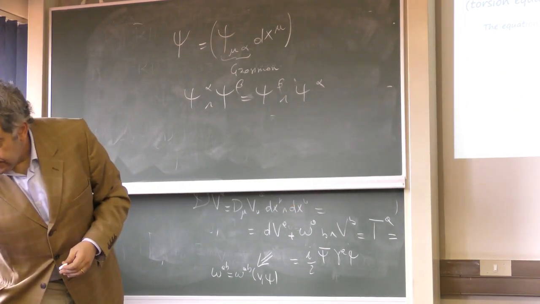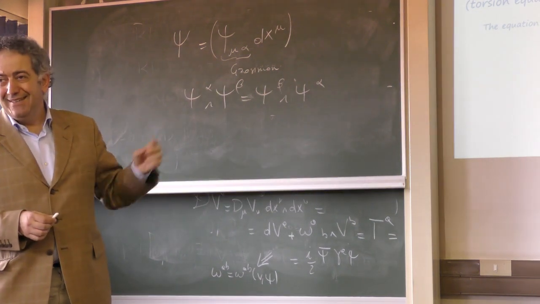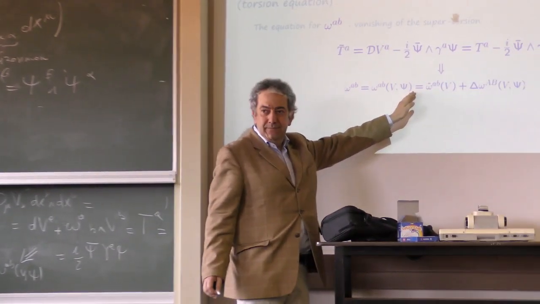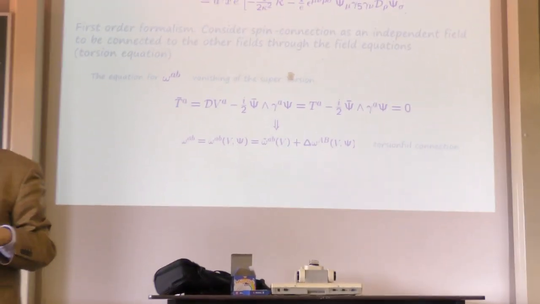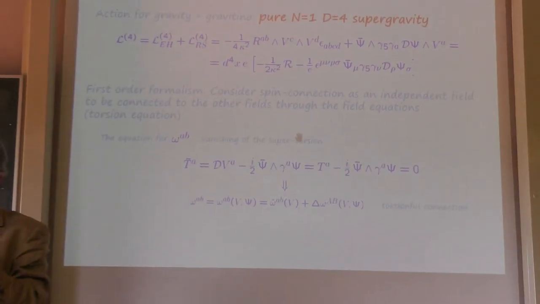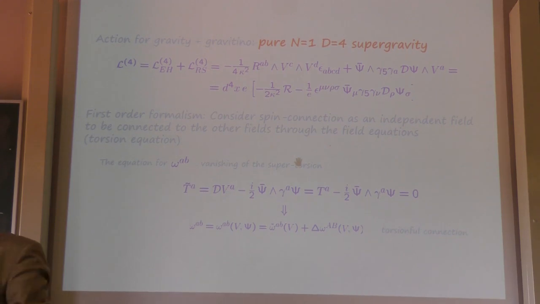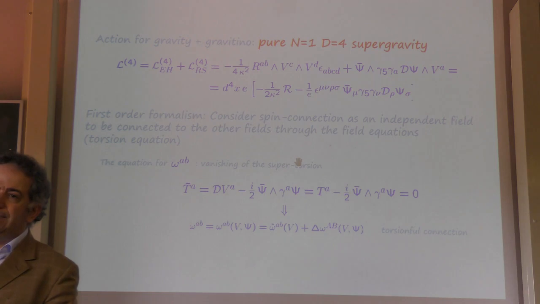Some people like the 1.5 order formalism. Yes, now I'm coming to that. Now the solution is a function of v and psi, but in the second order formalism it's even more complicated because you start from a torsionless omega, and then you have to work out also the higher order fermion terms. As I'm going to show here, you don't need that, because all the higher order fermion terms, the order 4 fermion terms in the Lagrangian, which you always need, can be incorporated in the definition of omega.